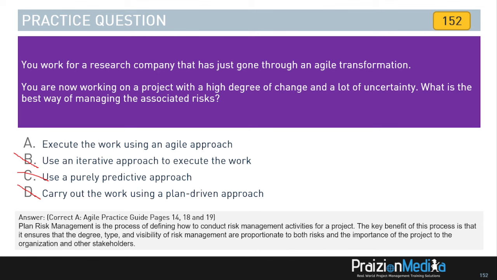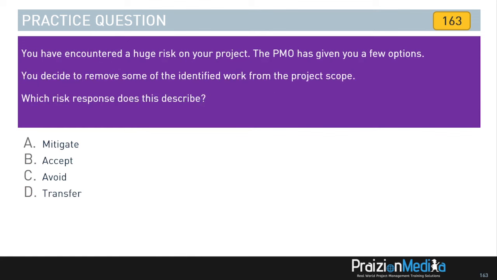Here's the final question for this session, my friends. You have encountered a huge risk on your project. The PMO has given you a few options. You decide to remove some of the identified work from the project scope. Which risk response does this describe? Okay, well, let's move on and take a look at the answer.